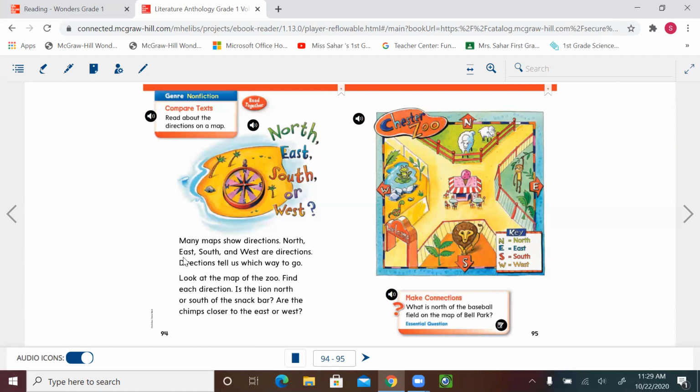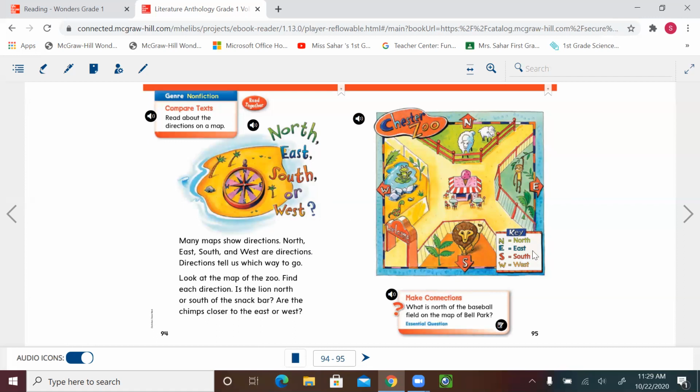So over here it says many maps show directions north, east, south, and west. So these are the compass directions, or the direction that we know. It's always in any map. Look at the map of the zoo. So now this is a map. Since I know which way is the north and the south and the east and the west, I will be easily answering the question.